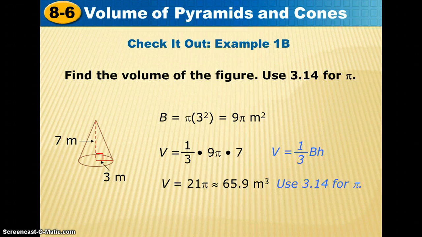So as you can see, the formula is consistent. It's always volume equals 1/3 big B times H. So again, just like with prisms and cylinders, you always need to calculate big B first. So find the area of the base, plug it into the volume formula, and then it's just really a matter of multiplying it out.